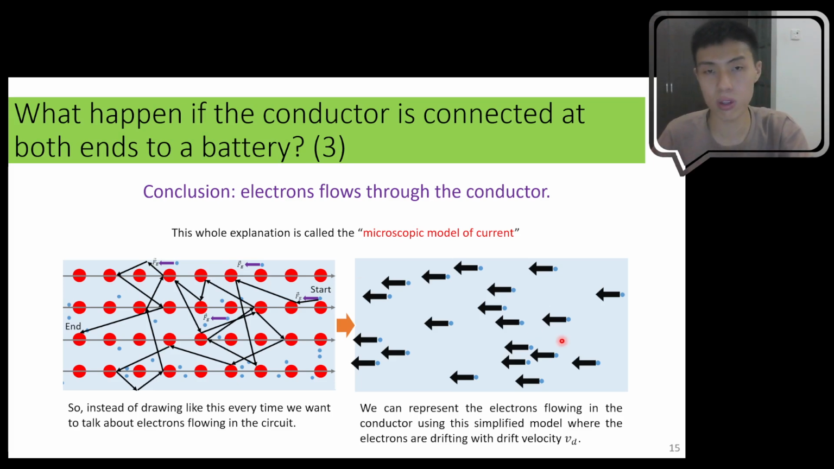They're just drifting slowly, but in reality, it's not that way. They're actually moving very fast, but there's a lot of bouncing around. But to simplify the situation, we just talk about it as if it's actually drifting slowly opposite the direction of the electric field.